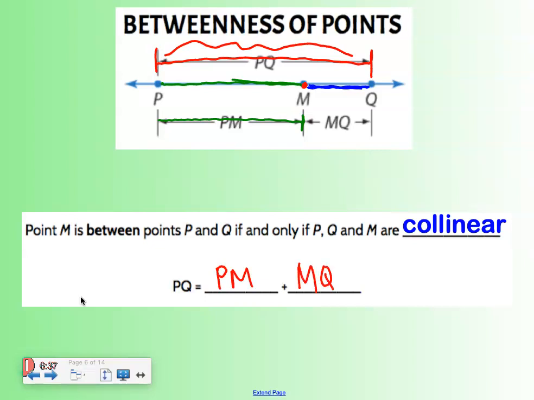And notice I'm not talking about this segment, I'm talking about their length, so that's why I don't have those bar marks on top. We're just talking about their lengths. So all we did there, just to reiterate, is I broke up my big segment PQ into 2 smaller ones. And I know that together, when I add them, I'll get the same length of PQ.